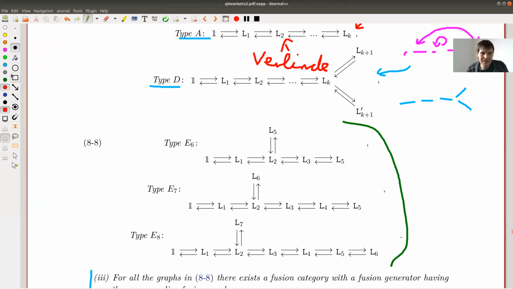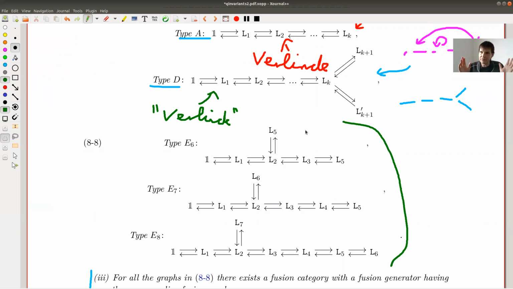And so those are a bit funny, as I said. And this is basically also a Verlinde. It's not quite a Verlinde, but it's a symmetry among the Verlinde. Let me just call it a Verlinde. So for small Perron-Frobenius dimensions, you get Verlinde categories.